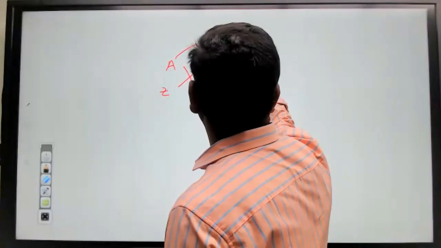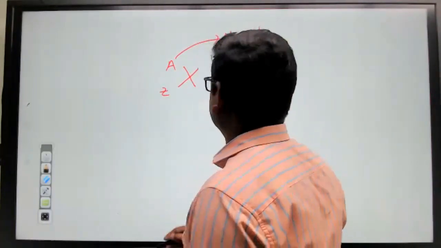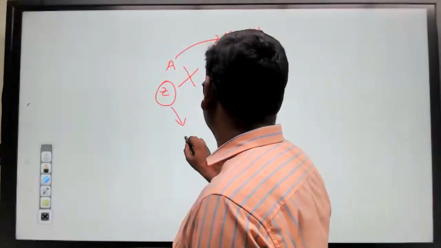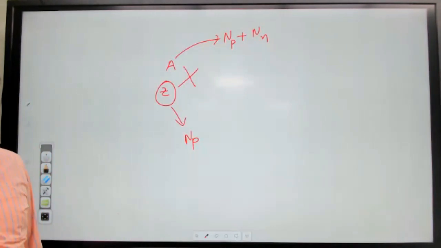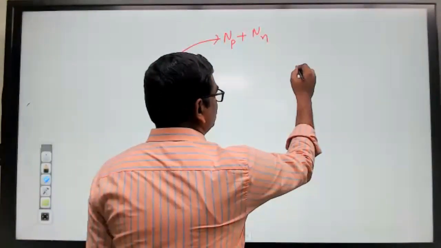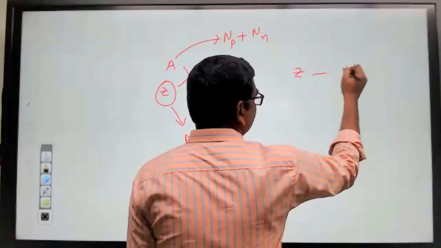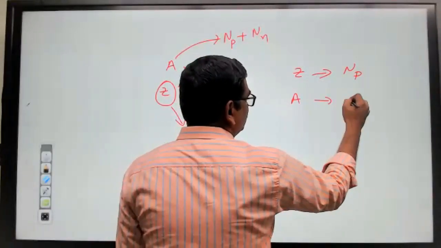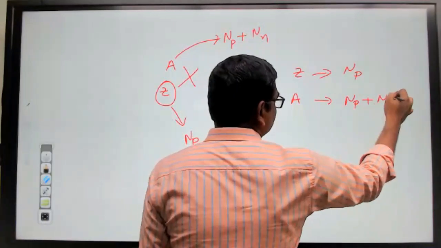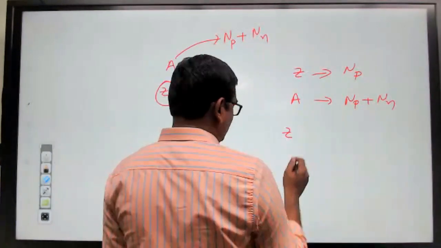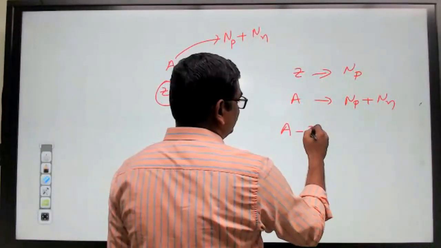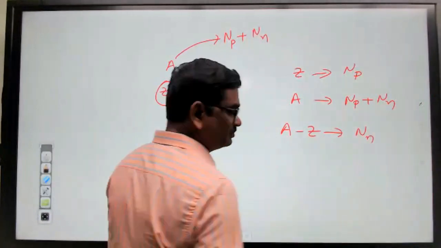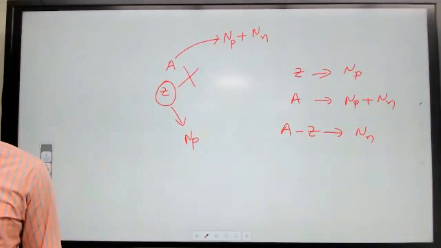A is nothing but the number of protons plus the number of neutrons. Z is the number of protons. Now to calculate the number of neutrons, what do we need to do? A minus Z. Z represents the number of protons, A represents the number of protons plus neutrons, so A minus Z represents the number of neutrons.